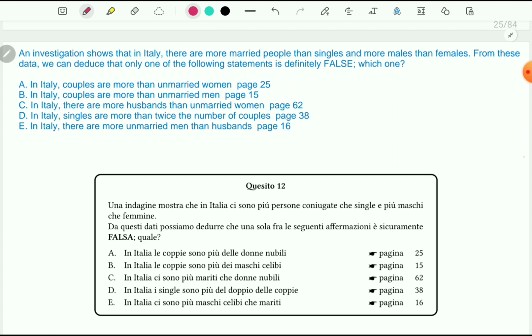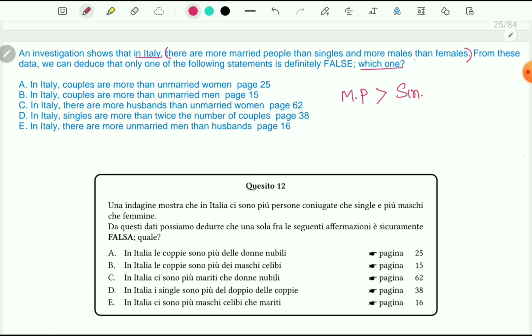An investigation shows that in Italy there are more married people than singles and more males than females. From this data we can deduce that only one of the following statements is definitely false. Which one? Okay, so first of all, let's understand the first sentence, especially this part of the first sentence. There are more married people than singles. So we can simply say that married people is greater than singles, right?